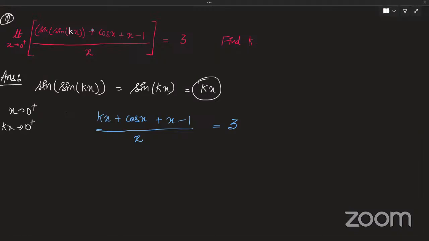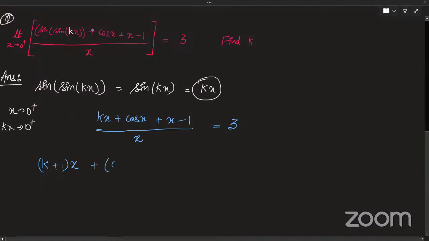Fine, everyone. Can we now find the value of k? How do we find the value of k? Sir, we should substitute by denominator, in place of x, zero. Yes, absolutely correct. So (k plus 1) into x plus cos x minus 1.